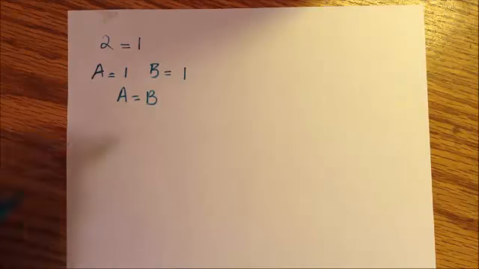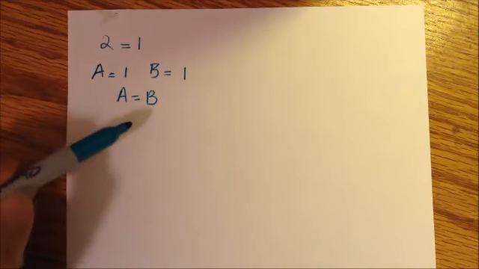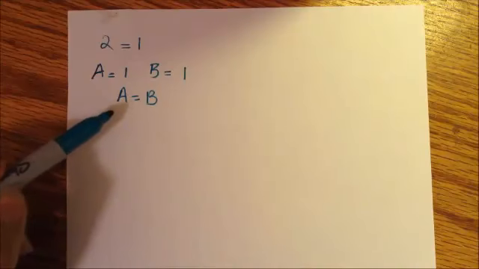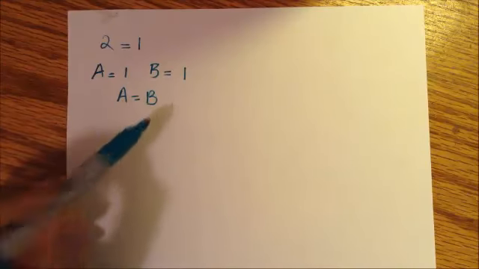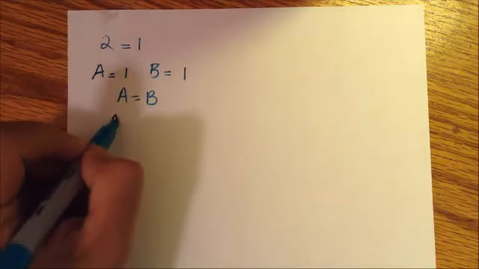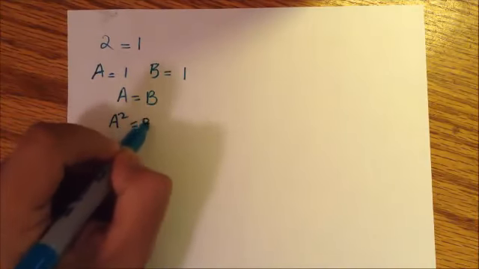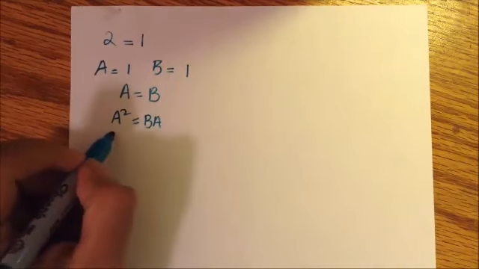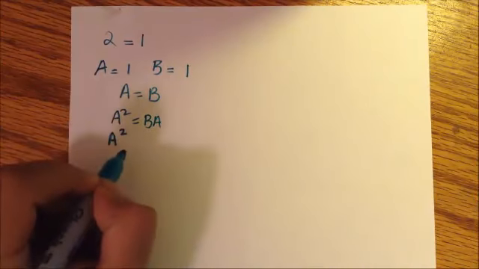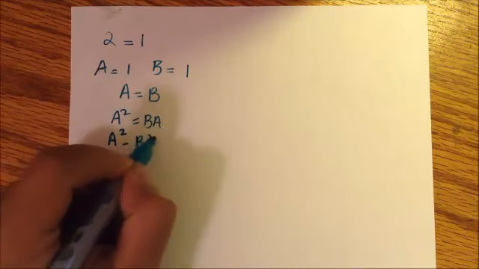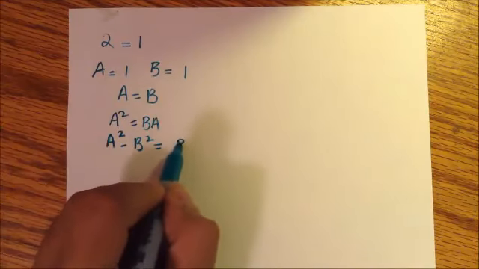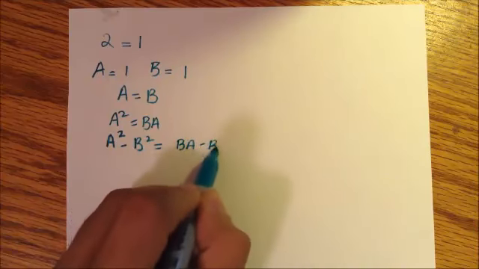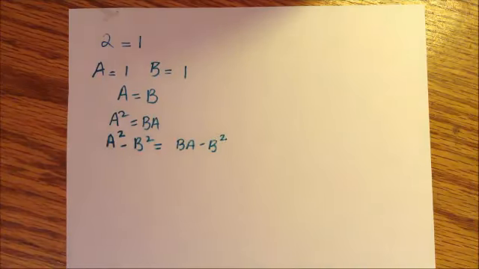And we're saying that A is equal to B, right? Pretty basic. Now we're going to multiply both sides by an A. So A times A is going to give us A squared, B times A is going to give us BA. So let's do that. A squared equals BA. Now we're going to subtract B squared from both sides of our equation. So we're going to have A squared minus B squared equals BA minus B squared.